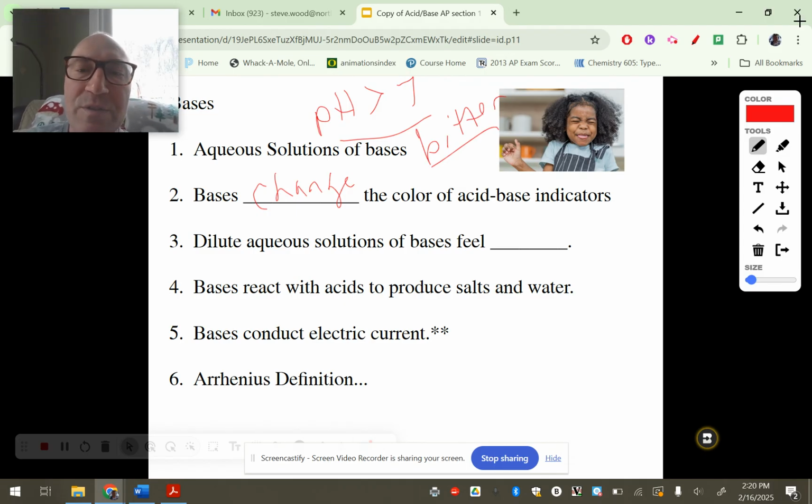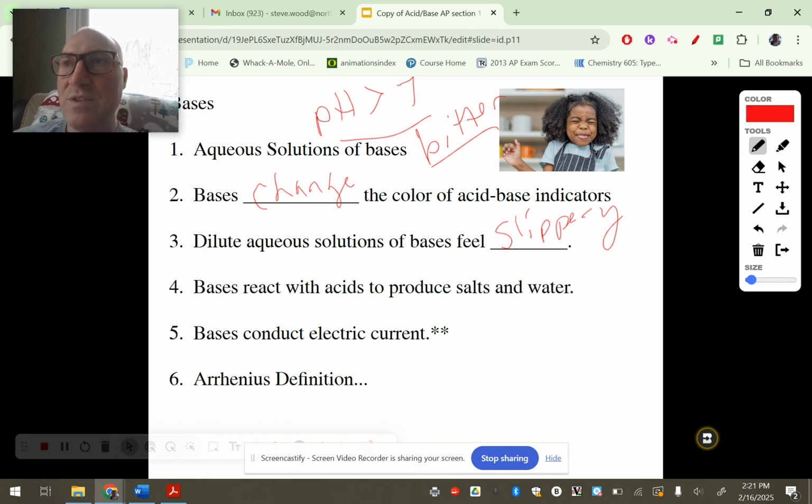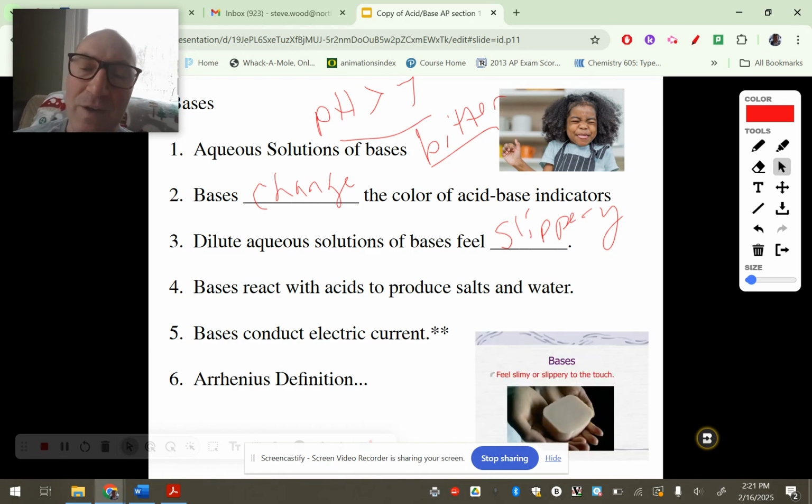Dilute aqueous solutions of bases feel slippery. So if you've ever seen those caution signs, slippery when wet, it's because they're cleaning. A lot of our cleaning agents are bases, and it makes the floor slippery, and people slip and they fall. Or if you've ever seen soap, which hopefully you have, it feels slimy, it feels slippery. Or if you're titrating and you get some NaOH on your hands, it feels slippery.